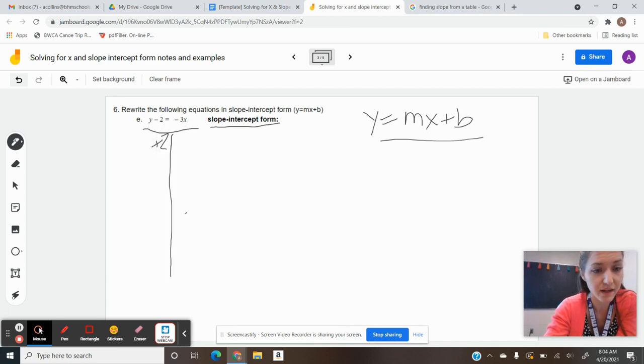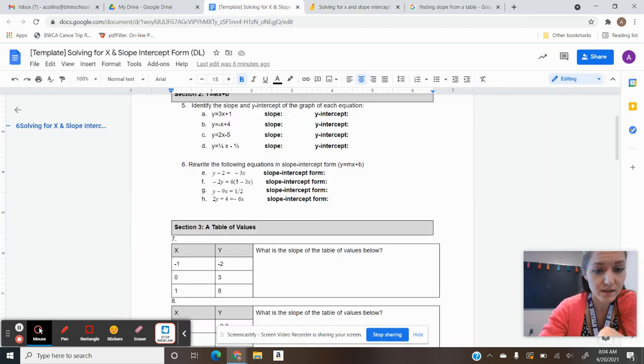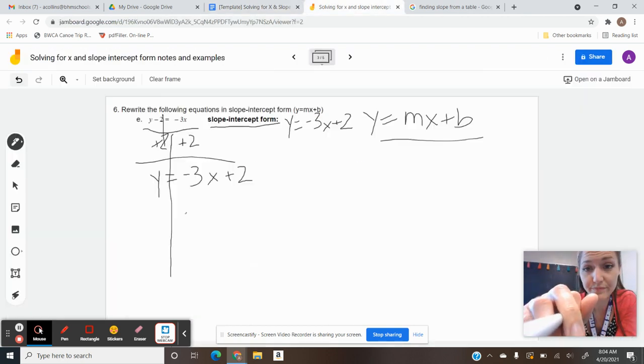So if I add 2 on this side, minus 2 plus 2 is 0, so they cancel out. But if I do it to this side, I have to do it to the other side, so I need to add 2 to the other side. And when I do that, I get y equals minus 3x. And I can't combine that 2 with this 3x, so it's just going to be plus 2 at the end. And that would be your answer for 6e. Y equals minus 3x plus 2. And that's all you're going to do for 6e, f, g, and h.